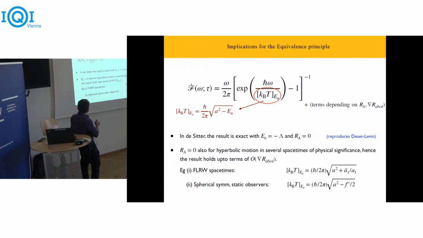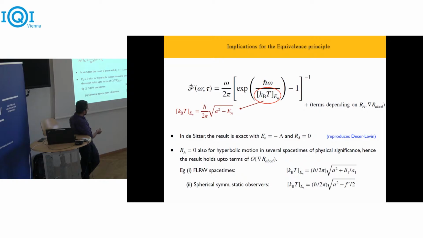The extra terms which spoil the thermal behavior are also 0 for several other spacetimes of physical significance, like spherically symmetric spacetimes and FLRW spacetimes, in which the expressions are given by this. So, if you put an accelerated detector in an expanding or contracting FRW universe, you will get A double dot by A as the correction to the Unruh temperature.